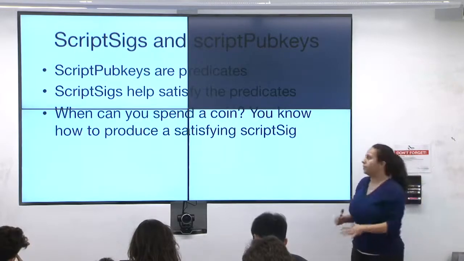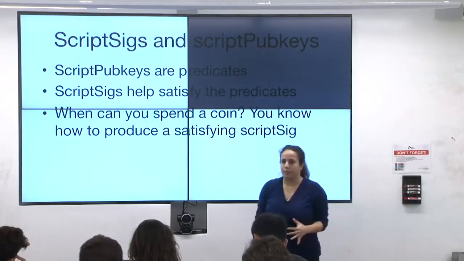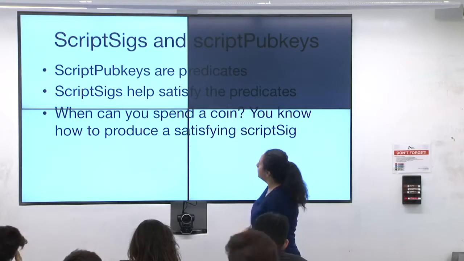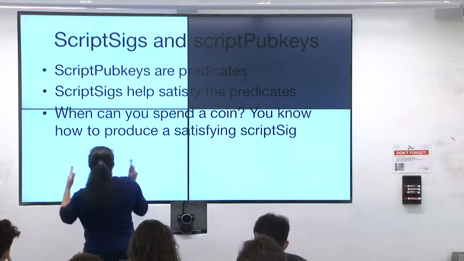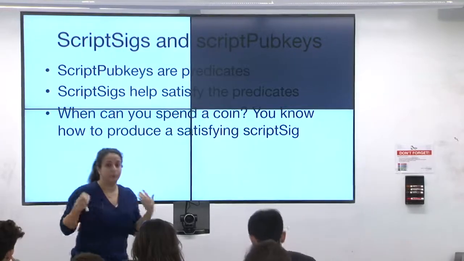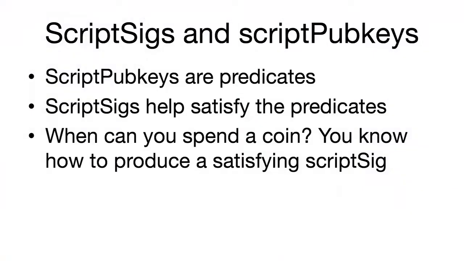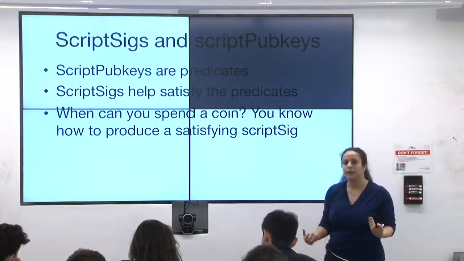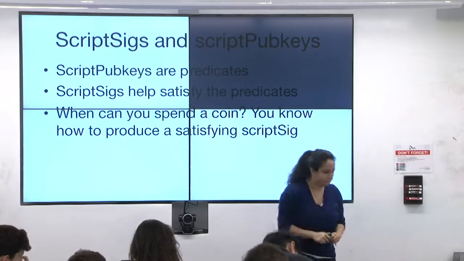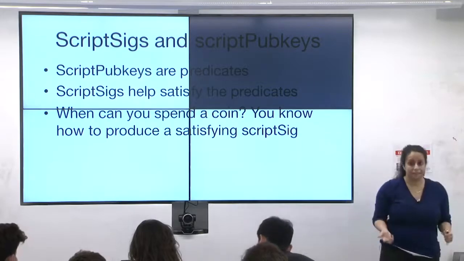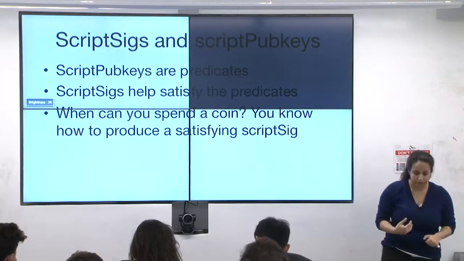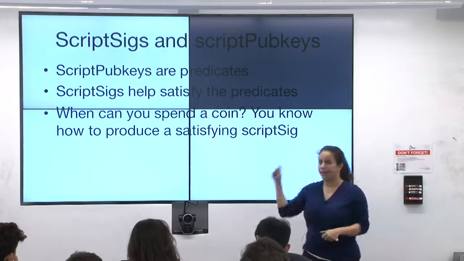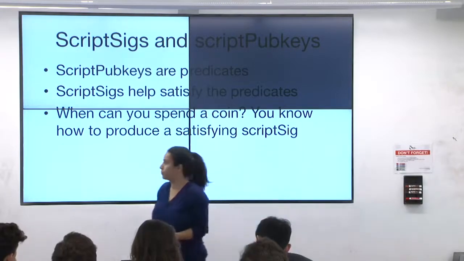So let's talk about script SIGs and script pub keys a little bit more. Script pub keys, like I said, are in the outputs, and you can think of them as predicates. Script pub keys specify a predicate on how someone can redeem this output. Remember, a transaction can have multiple inputs and multiple outputs. Each output has its own script pub key. Script SIGs, which are in the inputs, help satisfy the predicate that's specified in the script pub key.